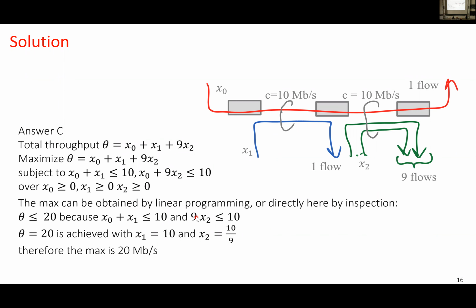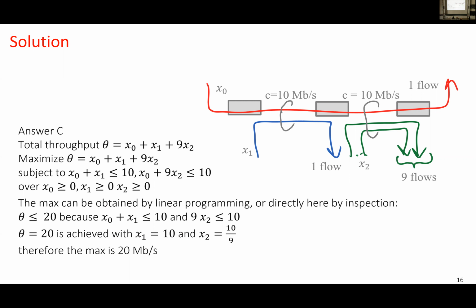Or you can also look by inspection, and you find that the throughput must be less than 20, obviously, because 10 plus 10 is 20. We cannot do more than the physical capacity. And you can see that if we try X1 equal 10, we give 10 to this guy here, and X2 also, we give 10 to those guys, then we reach 20 megabit per second. So the answer is the total throughput is 20 megabit per second.